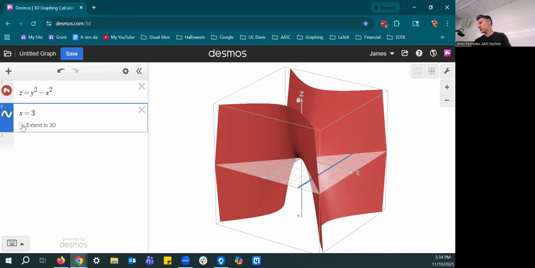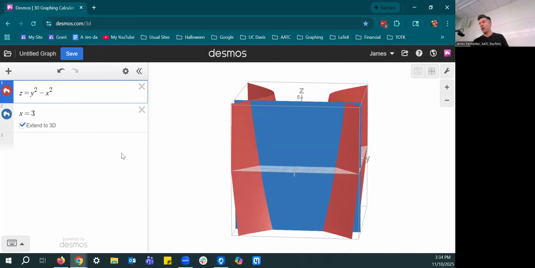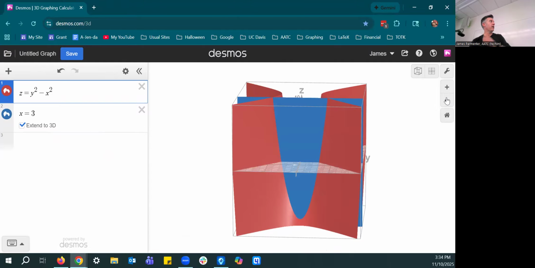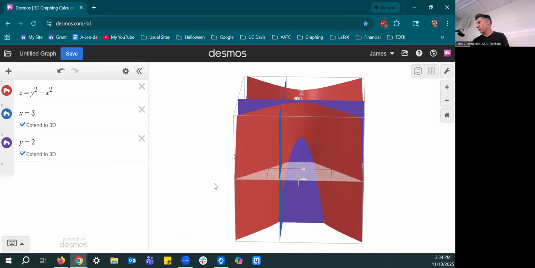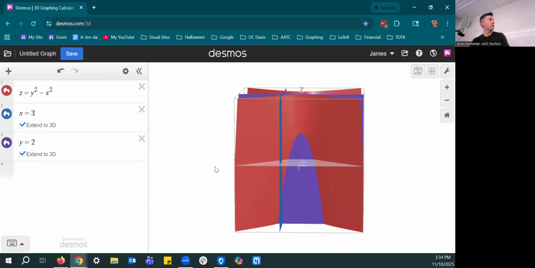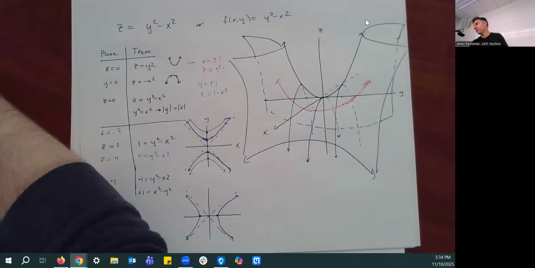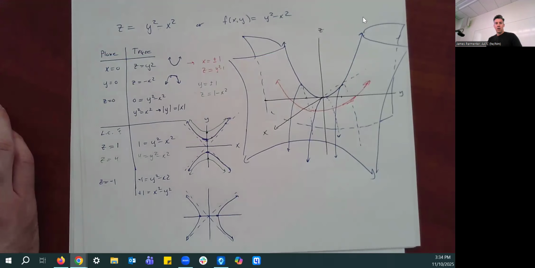Extend that, please. Now you can see there's your parabola shape. It's shifted down. Let me zoom out a bit. There's your parabola shape, right? But we shifted down because we moved out. Or if you set y equal to 2, there's your other parabola shape. But again, moved down. So you can see a lot of things if you want to. Okay, so let's talk about the rest.